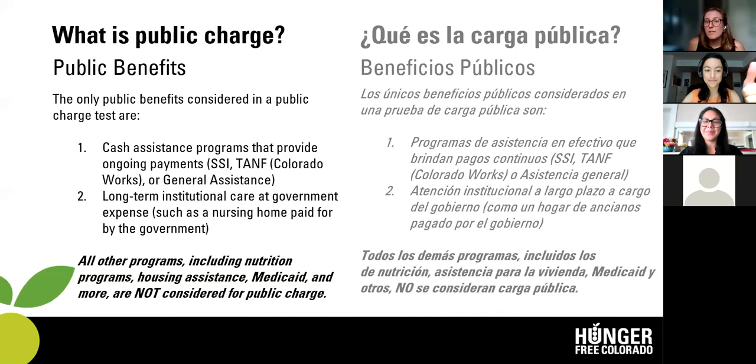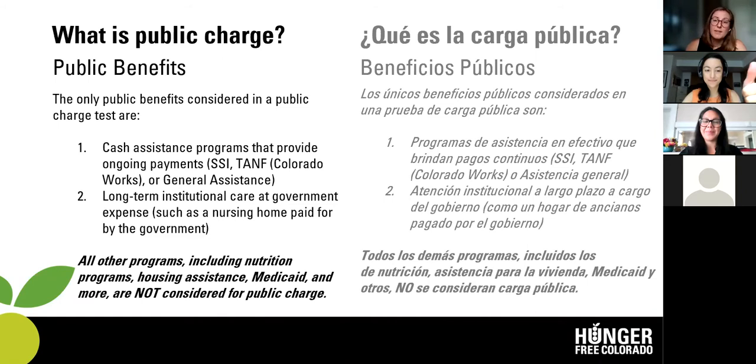The immigration officers should also consider the use of certain public services as part of the public charge, but the only public benefits considered in a public charge test are, first of all, cash assistance programs that provide ongoing payments, for example, SSI or TANF, called Colorado Works, or long-term institutional care at government expense. This might be Medicaid, for example.